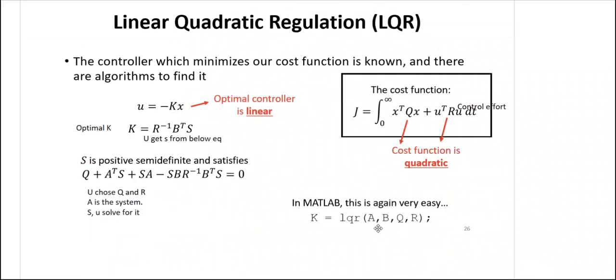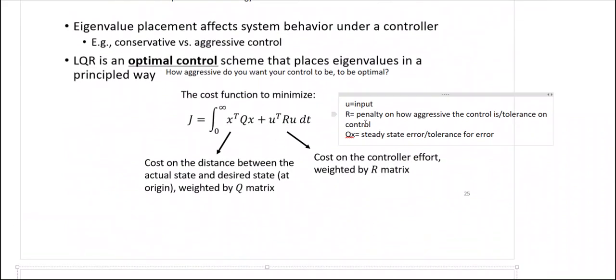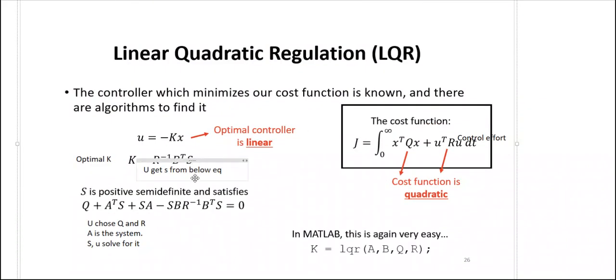LQR continued: the controller which minimizes our cost function is known, and there are algorithms to find it. This is the optimal controller, which is linear, which is great. This K is the optimal K, and that's how we find K for this optimal controller. The optimal K can be found with this equation. R, we know what that is, and B and S: B is from the system itself. R is the penalty on how aggressive the control is. And so there we go. And then how do we get what S is?